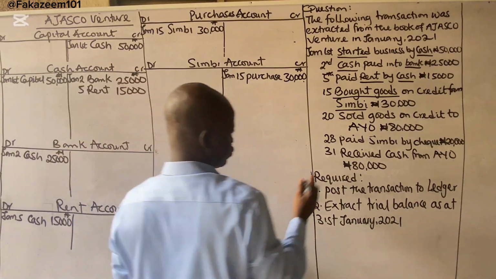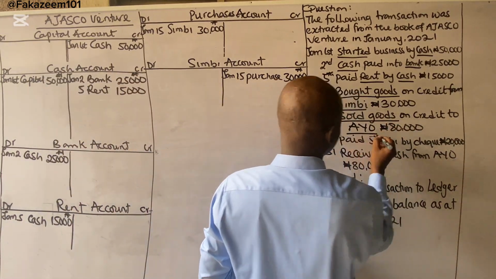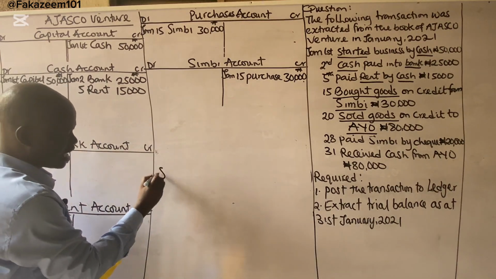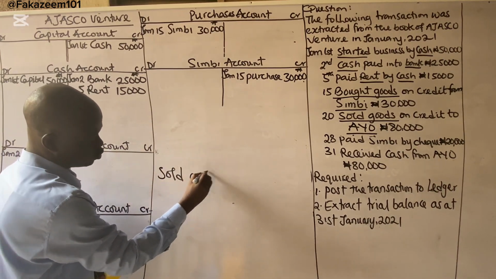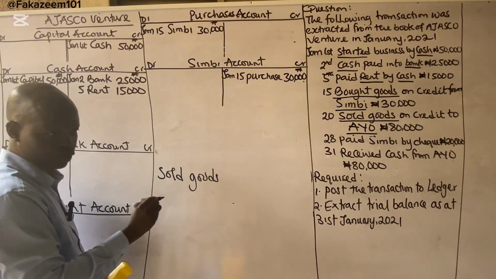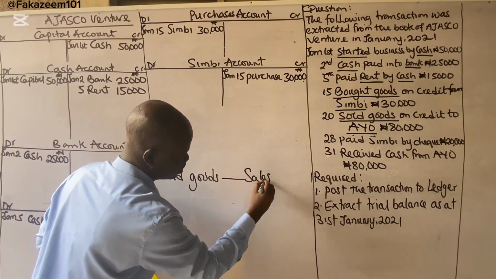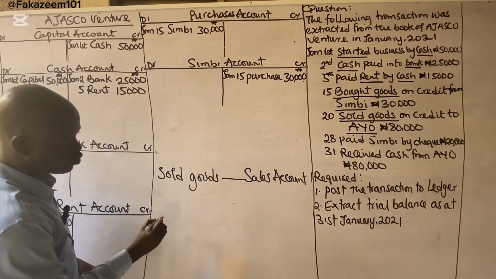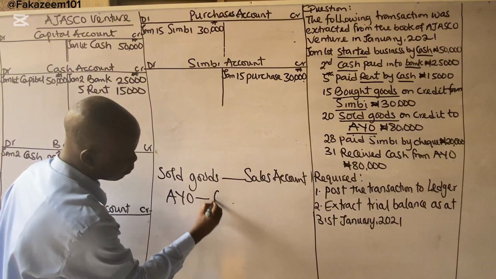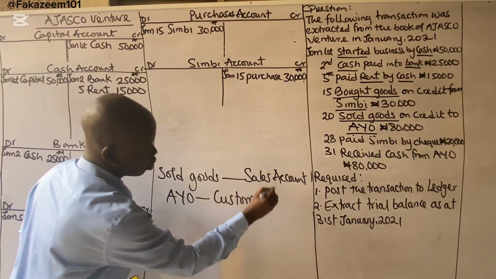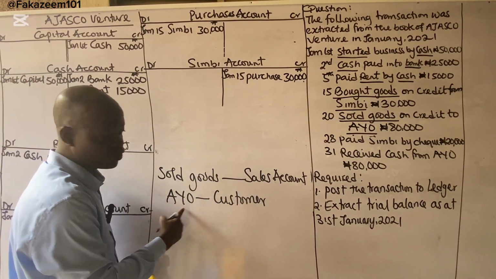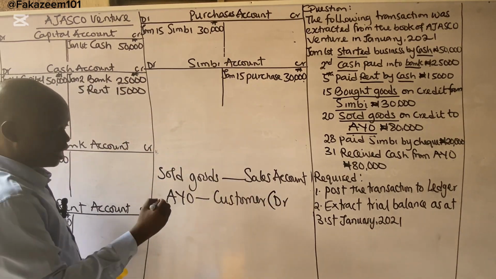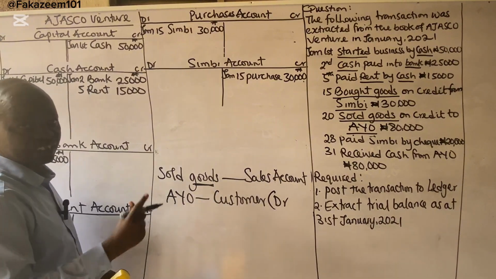Now, the next one is sold goods on credit to Ayo. We have said anytime you see the words sold goods, don't write sold goods in your solution. What you are to write is sales account. Who did they sell the goods to? They sold the goods to Ayo, who happens to be Ajasco's customer. Ayo is the one that received the goods on credit. Ayo account will be debited, while sales account will be credited, as it stands for goods that are going out.